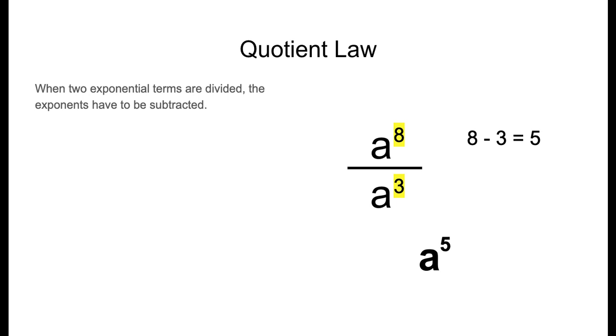Quotient law is when two exponential terms are divided, the exponents have to be subtracted. So if we had a to the 8th power divided by a to the 3rd power, then we'd have to take our two exponents here and subtract 3 from 8, and we'd get 5. So our final answer here would be a to the 5th power.